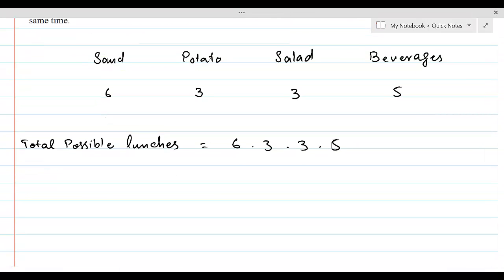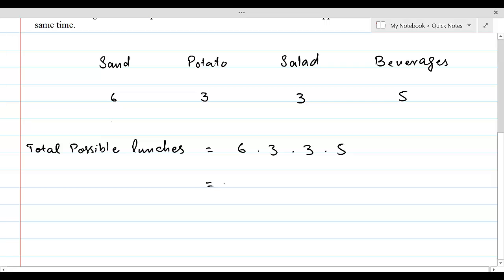Let's take the product, and this product would be equal to 6 times 3, that would be 18, times 3 times 5 would be 15, and if we multiply 18 with 15, we get 270. So there are 270 different types of lunches that can be ordered with 6 choices of sandwiches, 3 choices of potatoes, 3 choices of salads, and 5 different choices of beverages. Let's do the next question.